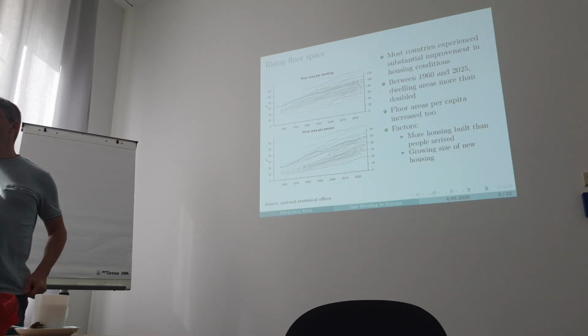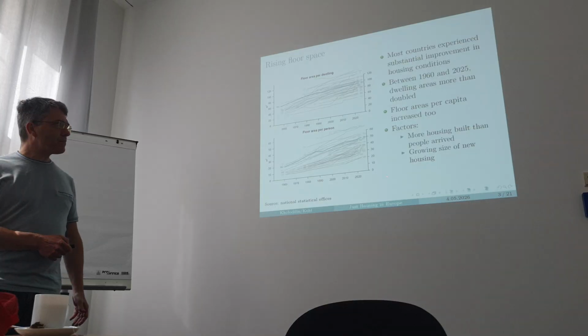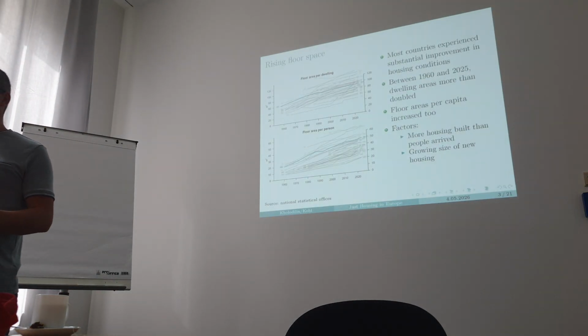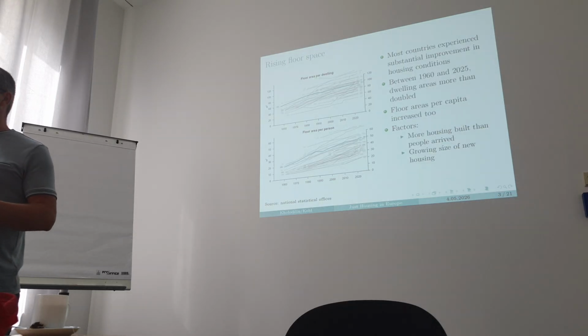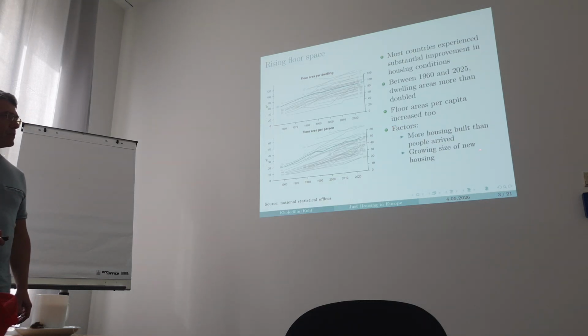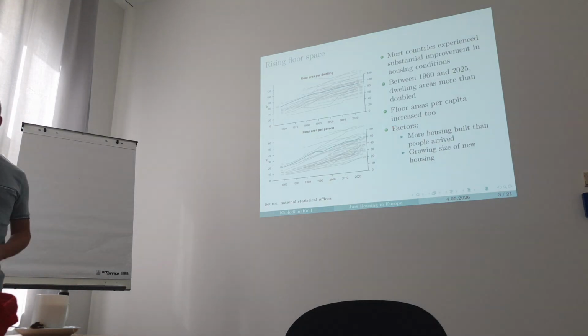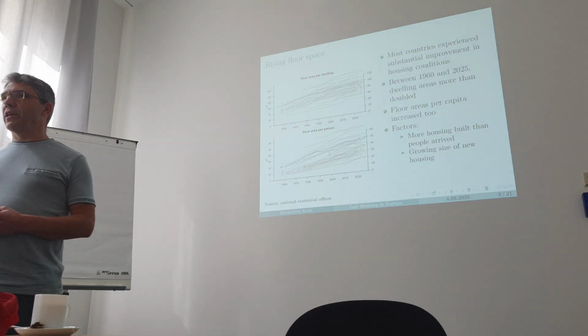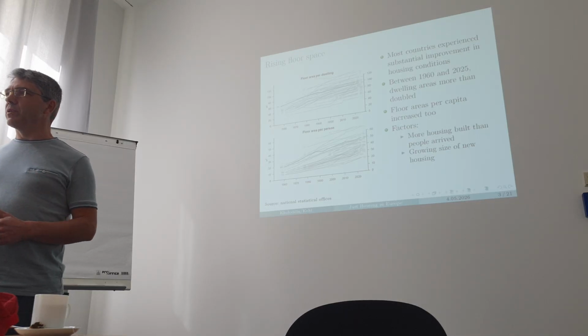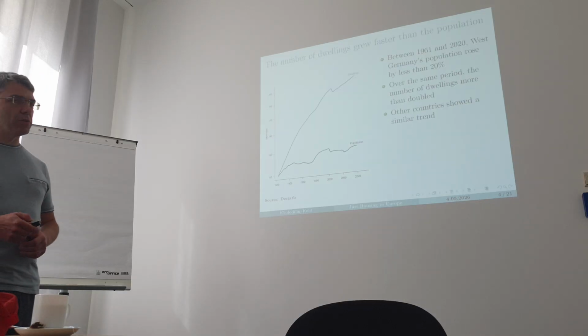And the main reasons are, first, more housing was built and people arrived, not only from other places, but also born into the world. So the population increased in these countries. Another factor was the growing size of the newly built housing. Each year, the average size of the new completions was higher on average than in the previous year. And that's what I'm going to illustrate now.